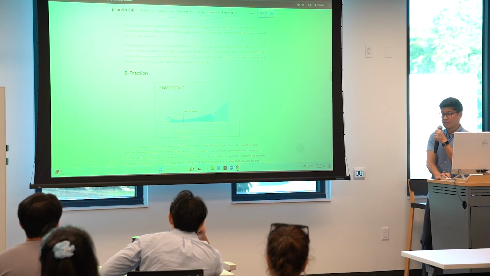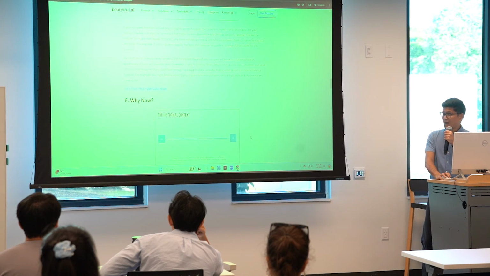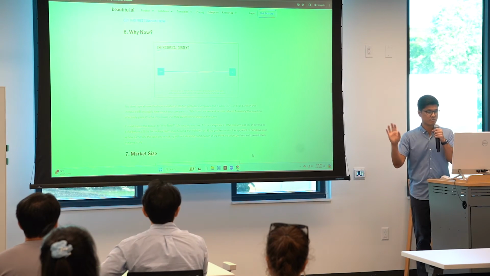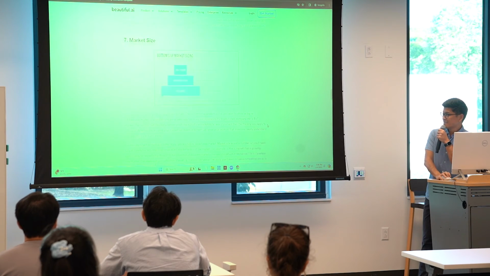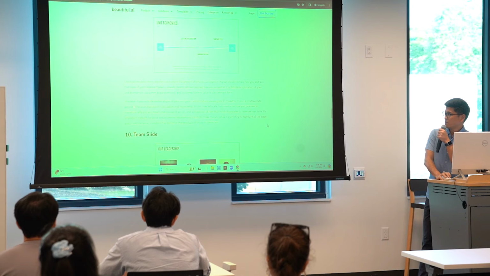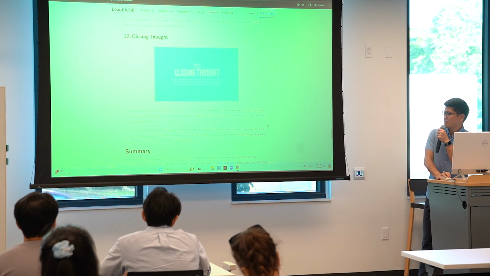What traction? It looks very similar to the Y Combinator deck. What traction do you have? Traction meaning how many customers, how many are using your solution. Why now? By the way, all pitch deck outlines look the same. They're pretty much like 90% the same. The market size, the competition, your business model, your team, your financial projection.